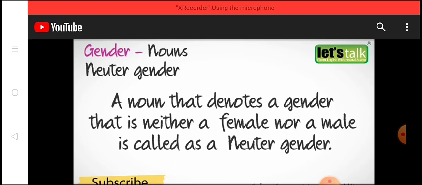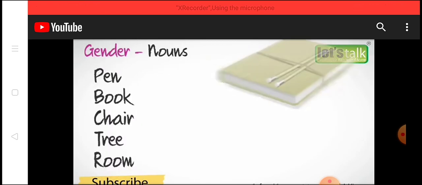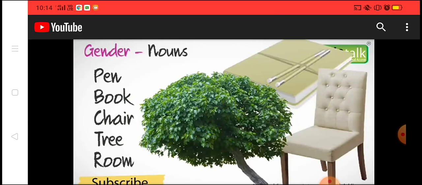The fourth one is neuter gender. A noun that denotes a gender that is neither a female nor a male is called neuter gender. For example, pen, book, chair, tree, room.